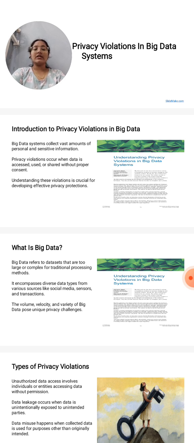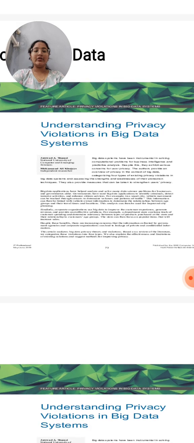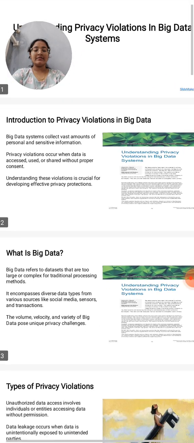Big data systems collect vast amounts of personal and sensitive information. Privacy violations occur when data is accessed, used, or shared without proper consent. Understanding these violations is crucial for developing effective privacy protections. Here is a detailed review of understanding privacy violations in big data systems.